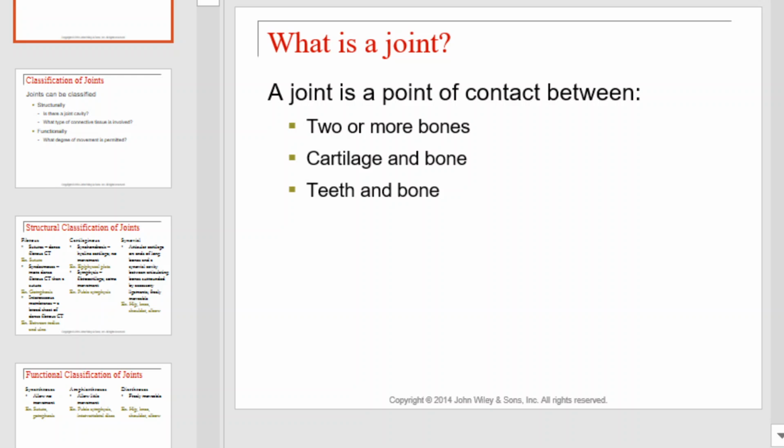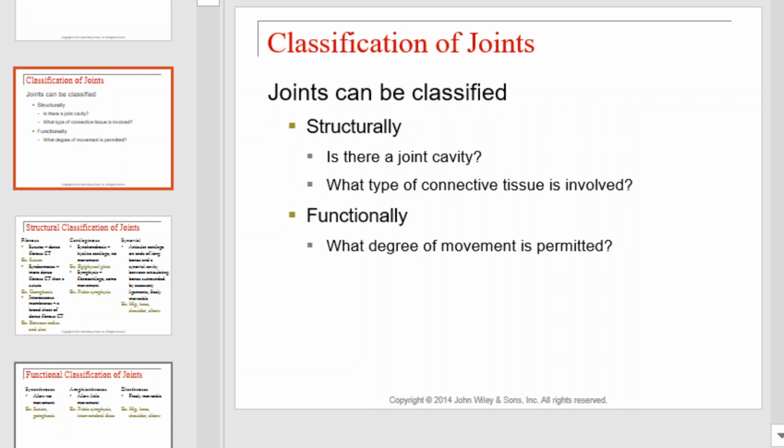We begin today by asking the question, what is a joint? A joint is a point of contact between two or more bones, cartilage and bone, or teeth and bone. Joints can be classified structurally or functionally. In their structural classification, we look for the presence or lack thereof of a joint cavity and what kind of connective tissue holds them together. Functionally, we look at what degree of movement is permitted to classify a joint.